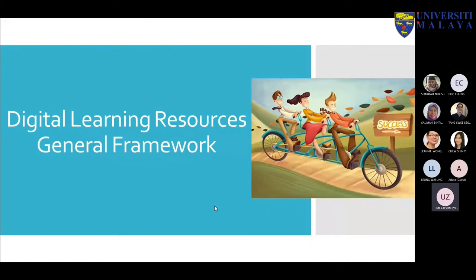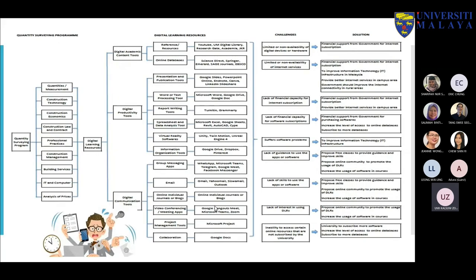Now we have come to the last objective, whereby we develop the digital learning resources general framework. If you look here, this is the overall framework that has been developed for the quantity surveying program. Under this general framework, we have 9 categories of course groups, leading to the digital learning resources. Under these digital learning resources, we have 3 categories of resources, starting with the academic content tools, productivity tools, and digital communication tools. The digital academic content tools can be divided into 2: references and resources, and the online databases.